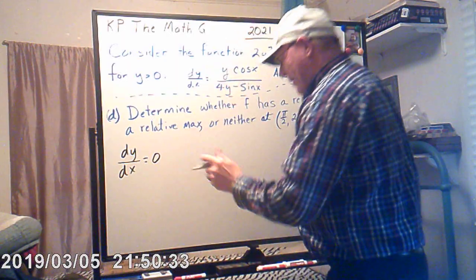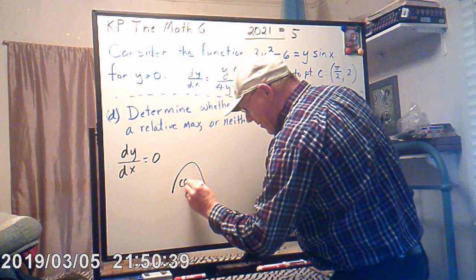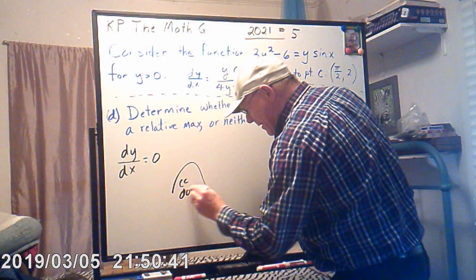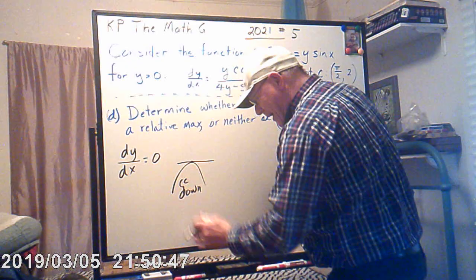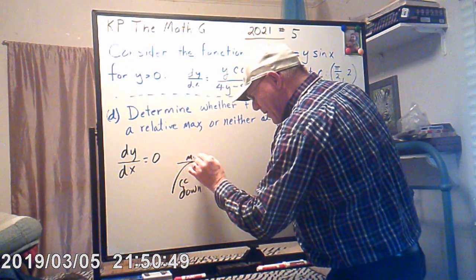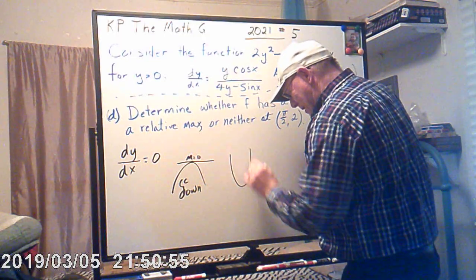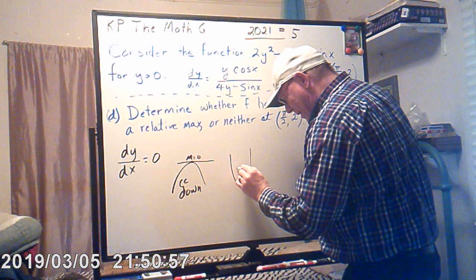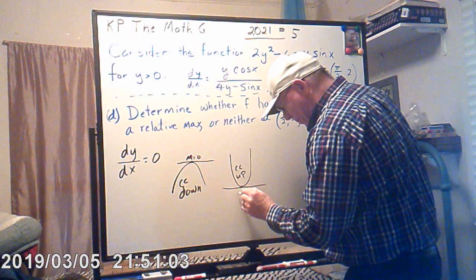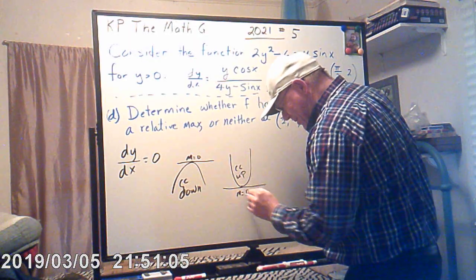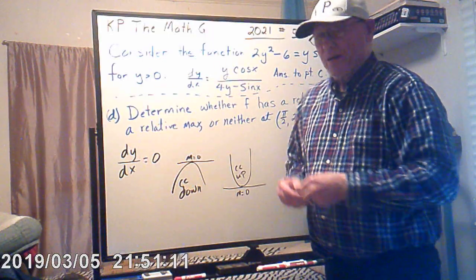Why? Because the slope is 0 if there's a max. This is concave down, by the way, and this would be a max right here, wouldn't it? So if it's concave down, you have a max, and of course the slope here is equal to 0. And if it is a min, you're going to see something concave up. That's going to be a min, and the slope here is again 0. So we're saying dy over dx is equal to 0.